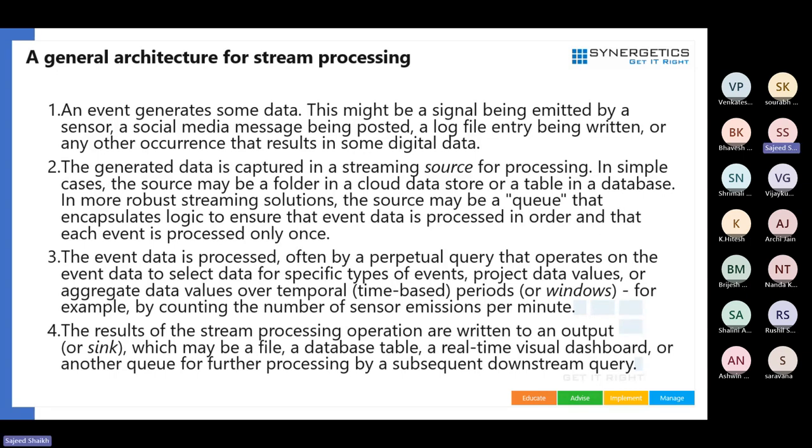So what is the general process, the streaming process? An event generates some data. So for example, in our scenario, we can take adding of a record. That is an event. So that is generated and that data is stored. And that generated data is captured and processed, stored in some folder or some table in the database, whatever may be the scenario.